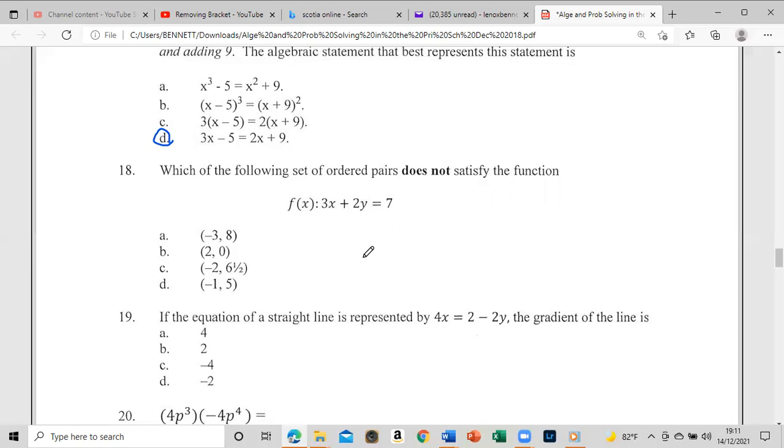Which of the following sets of ordered pairs does not satisfy the function 3x plus 2y equals 7? So you don't have to do trial and error for this. I'm going to put them in. So 3 times negative 3 is negative 9, plus 2 times 8 is 16. So minus 9 plus 16, that's true. Add that, sir, add that.